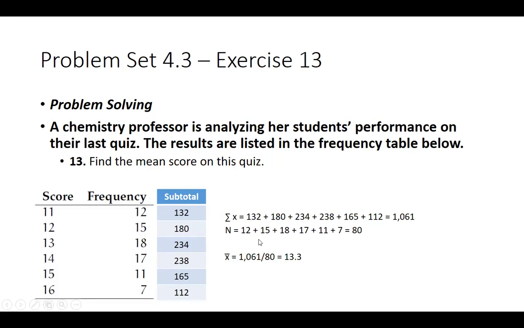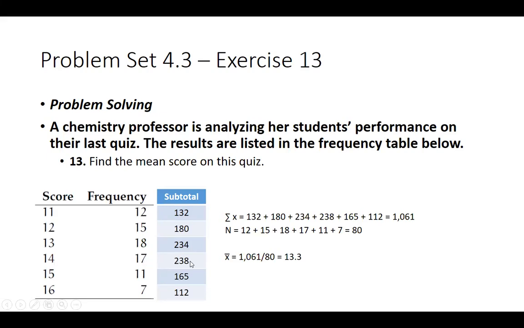That means that N, when we add those together, is 80. In order to find the sum of the X's, we need to multiply out our X's times the frequencies first in a subtotal column. 11 times 12 is 132. 12 times 15 is 180. 13 times 18 is 234.